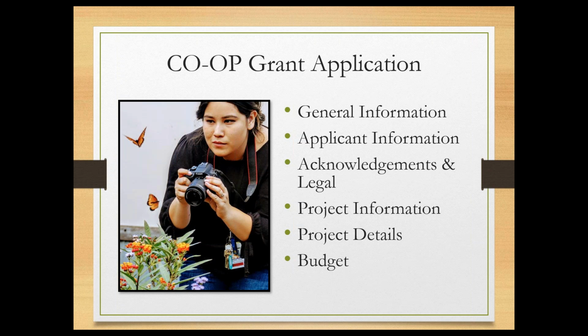Our grant application has six primary sections, and I'll go through each one of these in detail. The first is our general information section. Then we have an applicant information section, which uses a lot of the general information from your user account. We have some general legal information sections, your project information and the project details, which those two are really the meat of your proposal. And then last but not least is the budget section.